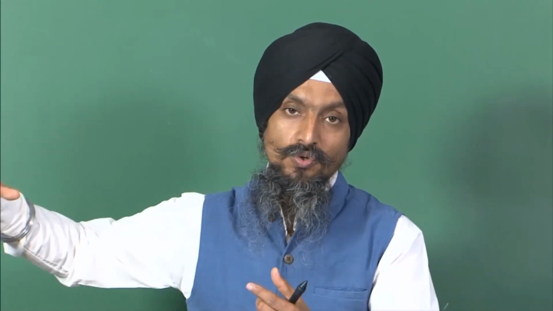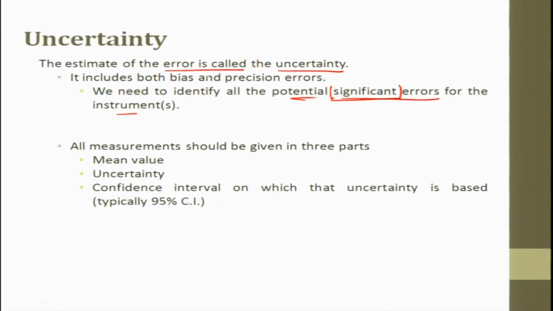Or there might be some errors which are not due to the instruments. Those are called noise. We have discussed that. We have signal to noise ratio, all those things. Those are the external, environmental factors that we cannot control. The factors which we can control within our environment, within our experimental setup, those are the factors, considering the signal to noise ratio, those are the errors which we will work on. So, uncertainty is the estimate of the error, and it is to be identified for all the potential significant errors for the instruments.